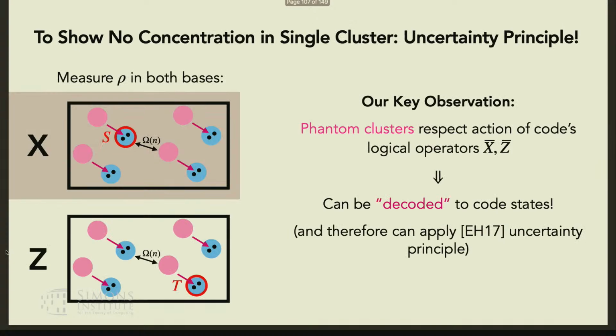So a little bit more precisely, what happens? If you apply a logical operator, the phantom cluster goes to some other phantom cluster? Yes. Phantom clusters come in different types, and for each type, we basically get a copy of the code's logical structure.